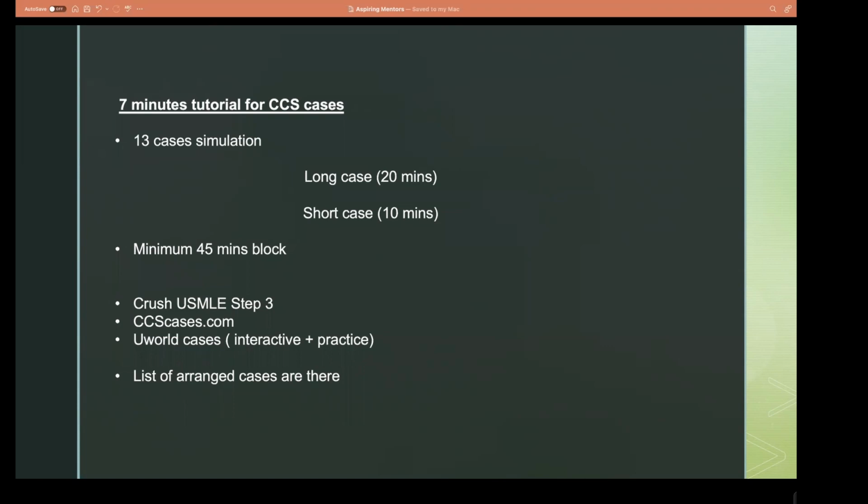We have a few questions in the chat section, but we can get back to them after you're done with your presentation. I have a question. Apart from UWorld, ccscases.com and the Crush USMLE Step 3, do we need to use some other resources apart from them?